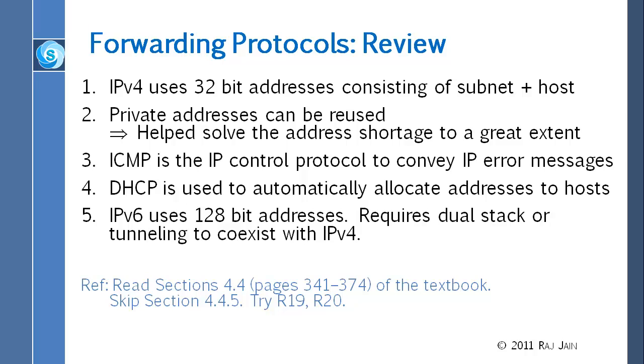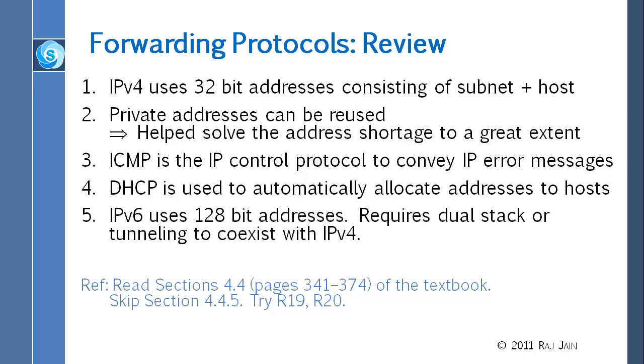The key points to review are that IPv4 uses 32-bit addresses, which are divided into two parts. One is the subnet part and one is the host part. The subnet part is no longer fixed. In the beginning it used to be fixed, 8-bit, 16-bit, 24-bit, and we called them ABC classes. But now we have CIDR. CIDR means classless, class independent or something like that, routing. So that means we don't have any more ABC, we can have any number of bits. Private addresses can be reused and help solve the problem to a great extent.